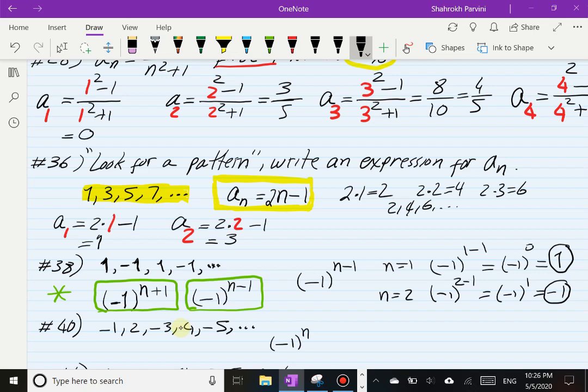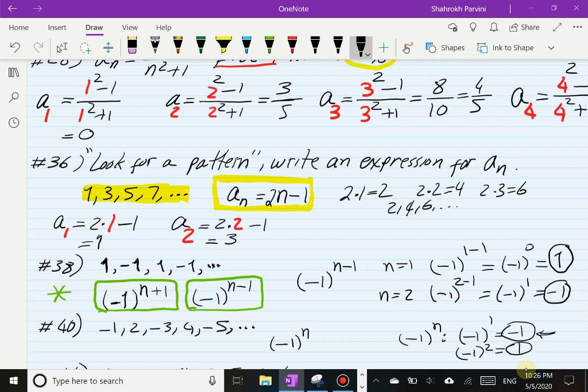Now look at negative 1 to the n, by the way. When n is 1, negative 1 to the first power is negative 1. When n is 2, negative 1 squared is 1. So it looks like I'm picking up, starting the sequence with negative 1 here. Second one positive, third would be negative, fourth positive, and so on.